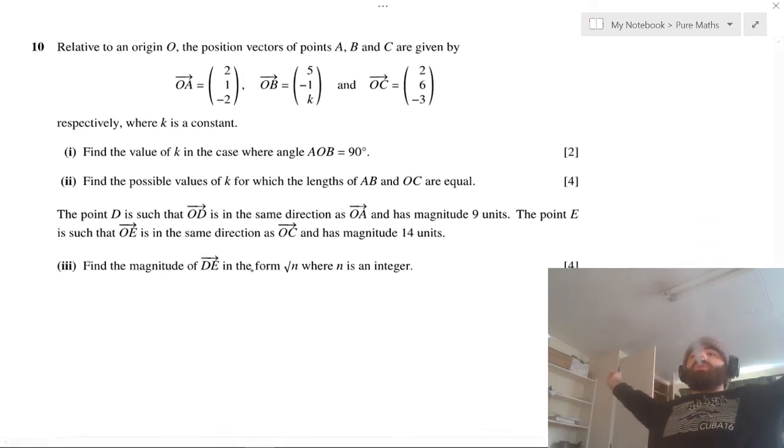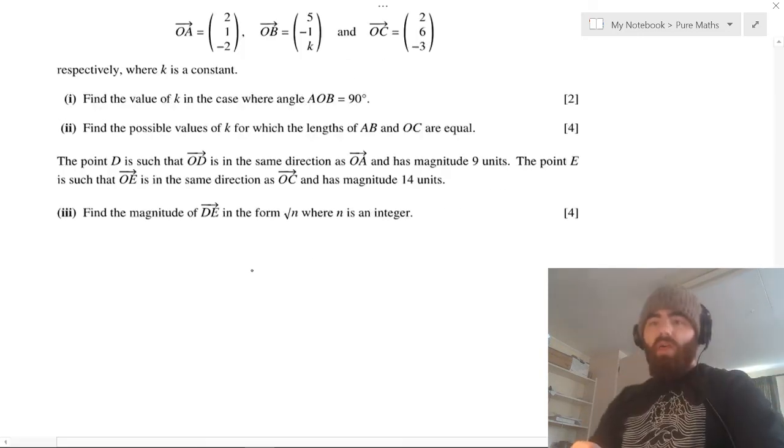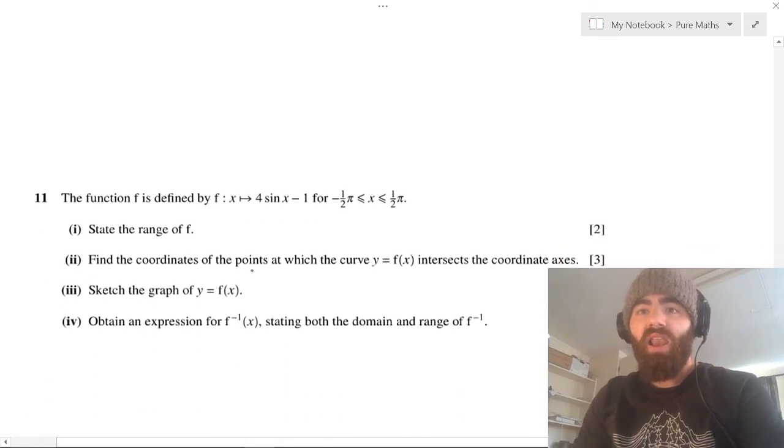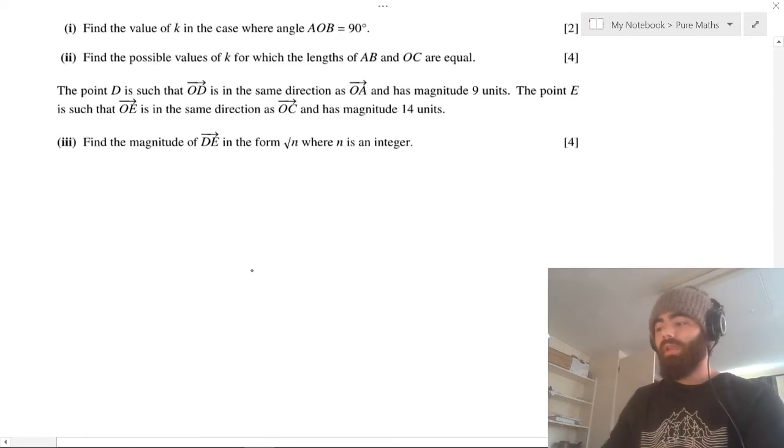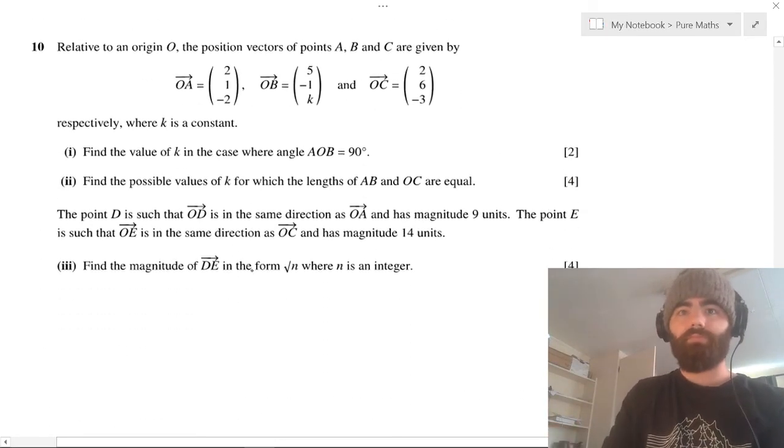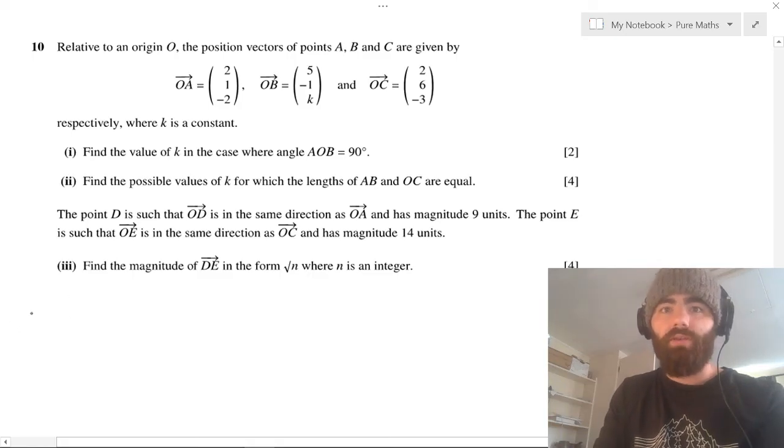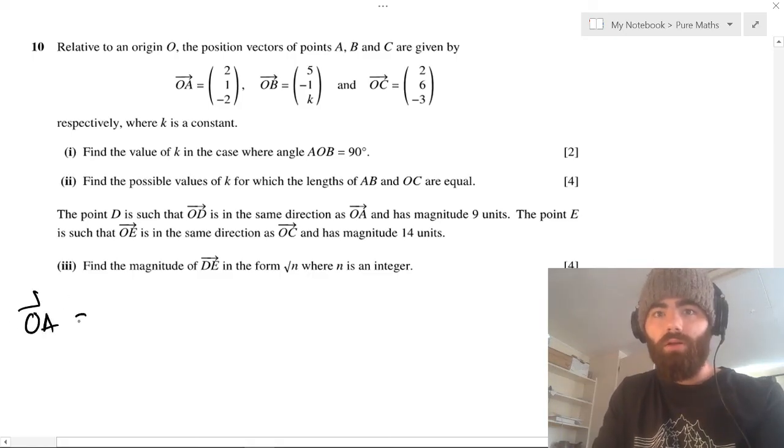Okay. Question 10. And then question 11, and we're finished. And then I'll upload this. Question 10. Okay, so we've got a few vectors here.